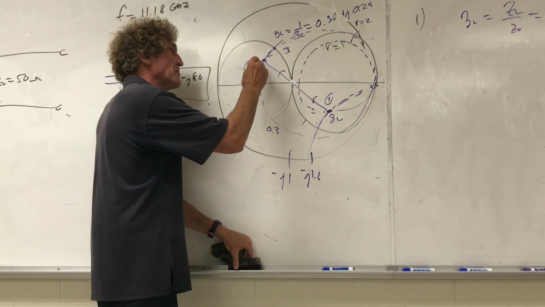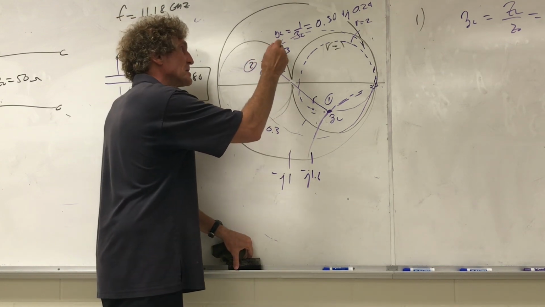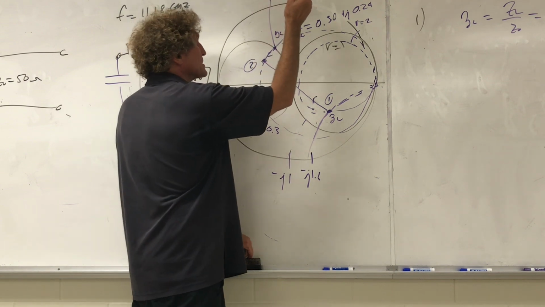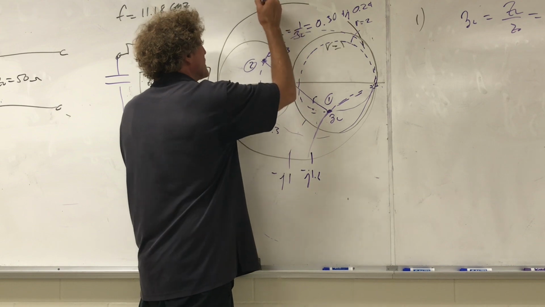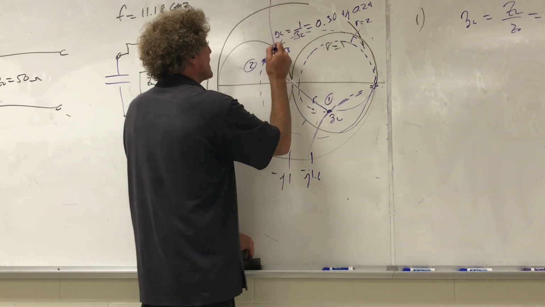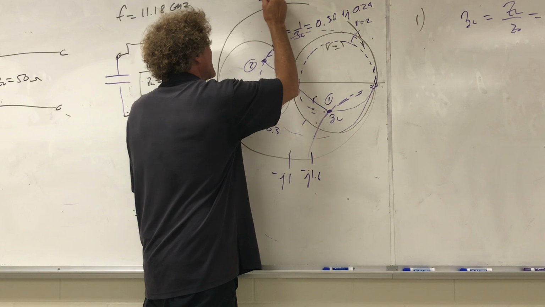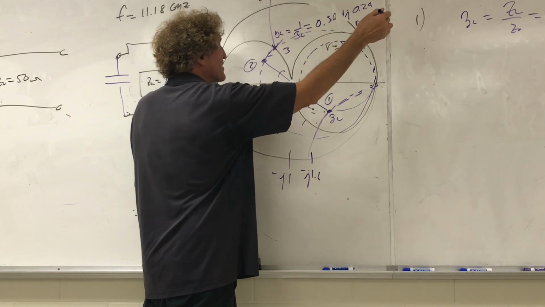Now, if you move from here to here, you should get a value of, and somebody said it was real part of what? 0.3. The real part, yeah, sorry, 0.3 plus J what? I'm so sorry. 0.47.